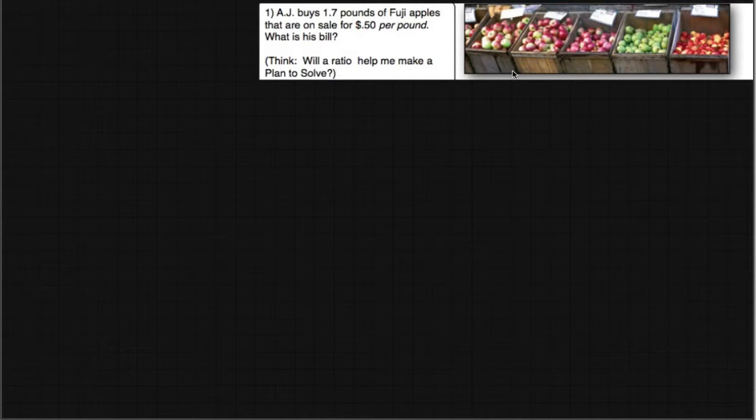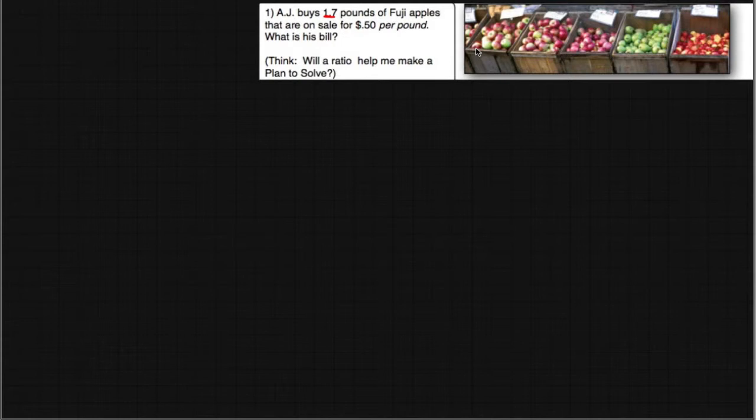All right, it says here that AJ buys 1.7 pounds of apples. Right, so there's a number. I've got to write that down or underline that. That's an important idea. Pounds of Fuji apples. Now, Fuji apples doesn't really matter. Could have been oranges, could have been dog food. Doesn't matter. He bought 1.7 pounds of something. And in math, we're going to kind of focus on the numbers here.